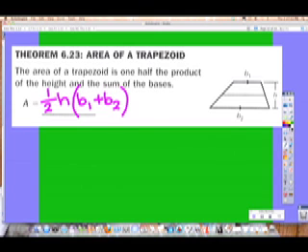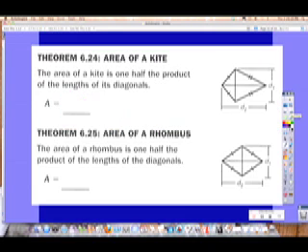Okay, here comes the kite and the rhombus. Remember, kite's the one that's missing on the reference sheet, right? The only help I can give you is that these are the same formula. So you take half of your diagonal 1 times it by your diagonal 2. They're all just multiplied together. Same thing with the rhombus. 1/2 times the diagonal 1 times diagonal 2.